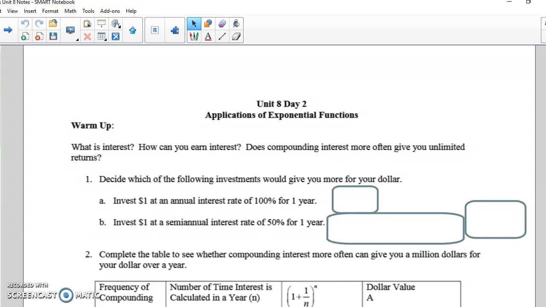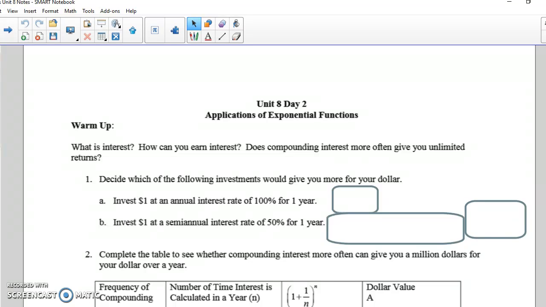So first, your warm-up is to start thinking about one of those applications, which is interest. So what is interest? How can you earn it? And does compounding interest more often give you unlimited returns? Okay, let's see. So number one, your first question is to decide which of the following investments would give you more for your dollar. So you have $1 to invest.